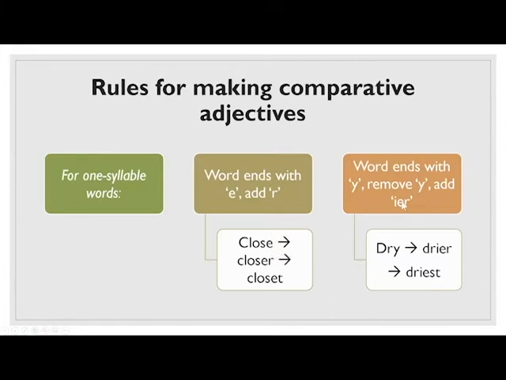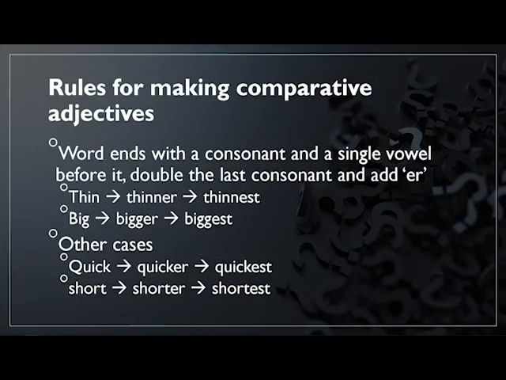If the words end with Y, we normally remove the Y and add IER at the end. For example, dry becomes drier as a comparative adjective, and driest as a superlative adjective. And there are more rules that we're going to talk about.